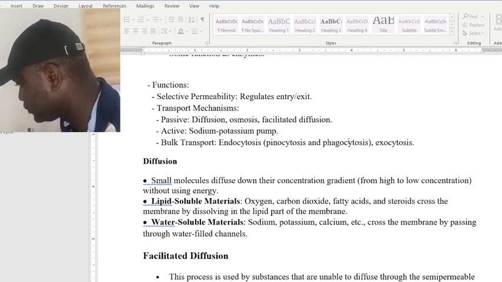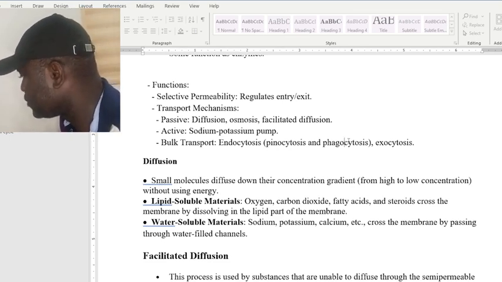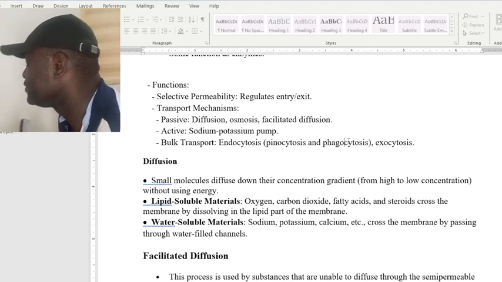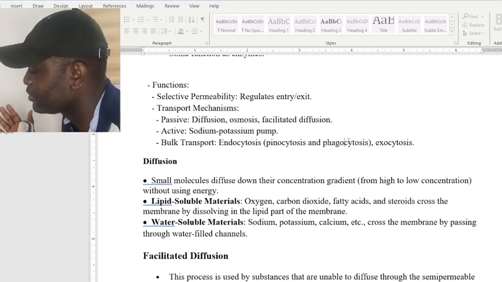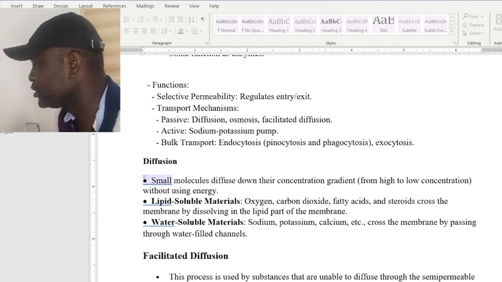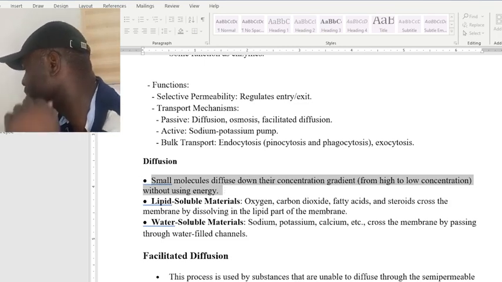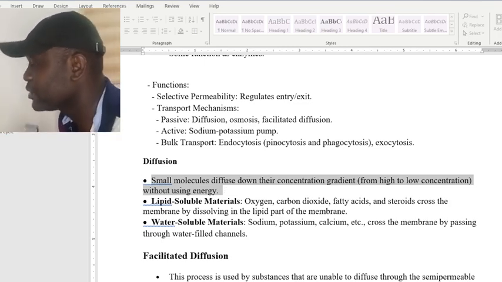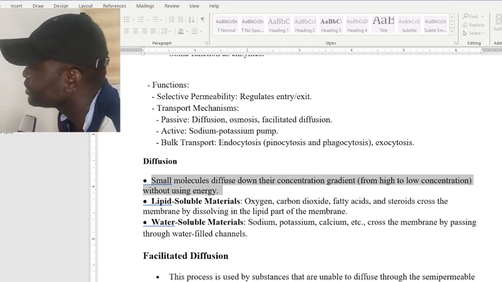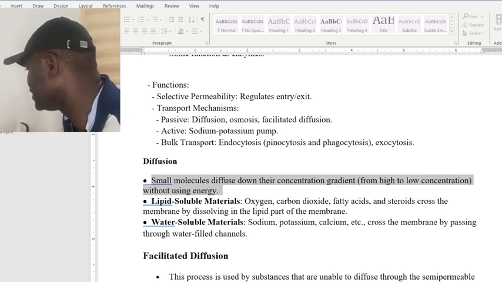So let's take the diffusion. Okay, so diffusion is the movement of substances from a region of higher concentration to a region of lower concentration. So it means they are moving from high to low concentration, and energy is not involved. Let me give you a typical example of diffusion.